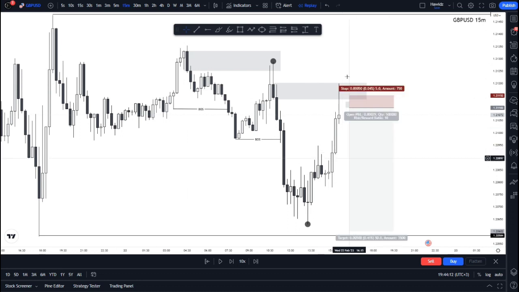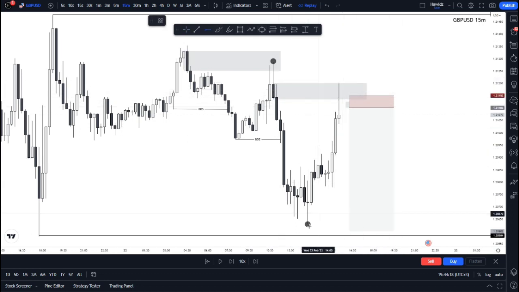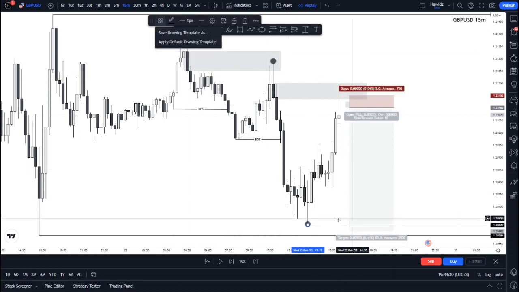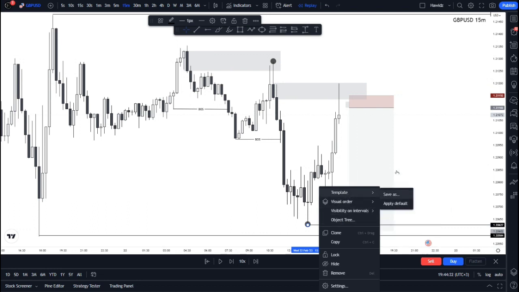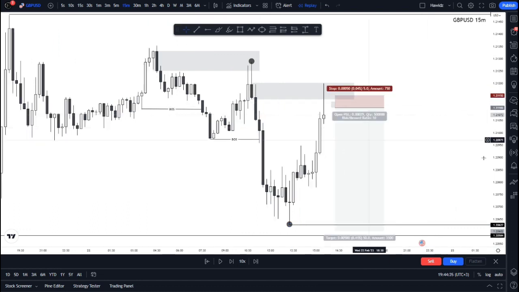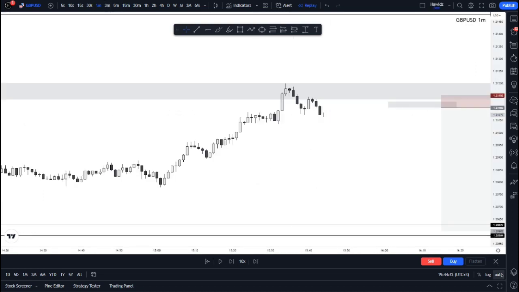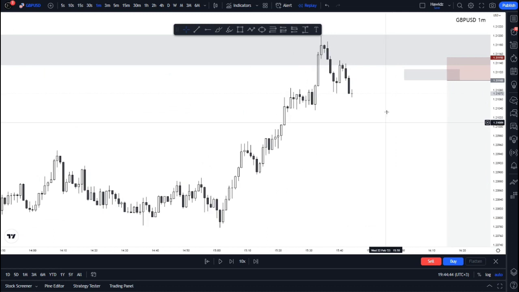So with that form of refinement, I was looking to position myself in this area here and target this low right here as my next liquidity run. So from there, I just dropped down time frames and then went to the 1 minute time frame to see what I was looking at.